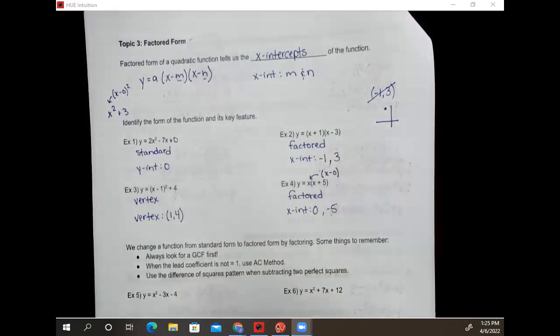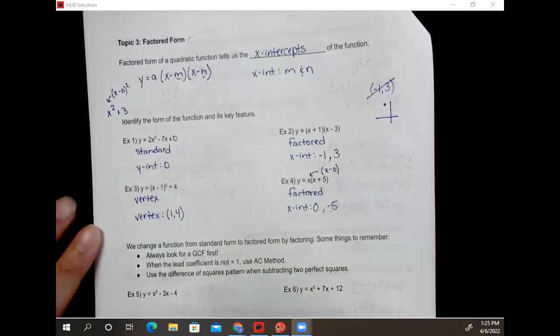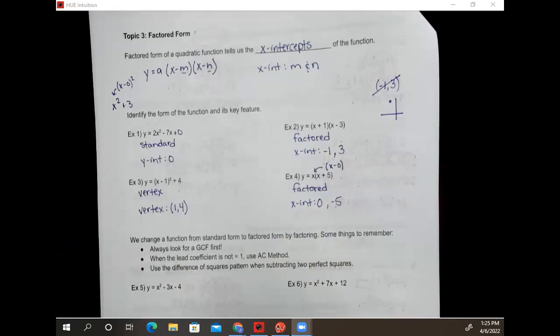Okay. So what we're going to look at for our next several examples is how to change a function from standard form into factored form. So we're going to start in standard form. We want to get factored form. So to do this, we have to do something called factoring. Okay, we spent a lot of time in Unit 8 and then again in Unit 9 working on factoring. We're going to review it again today.